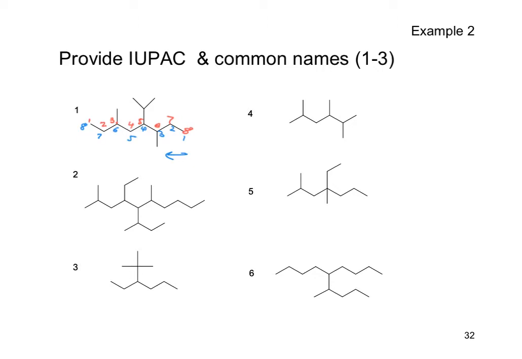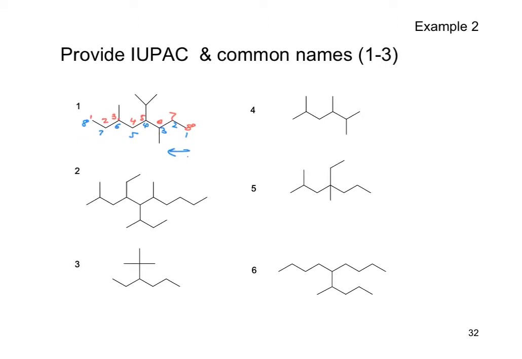And so this is an octane. It is an octane, the third position and the sixth position of which have a 3,6-dimethyl, and the fourth position has an isopropyl. So it becomes 4-isopropyl-3,6-dimethyloctane.